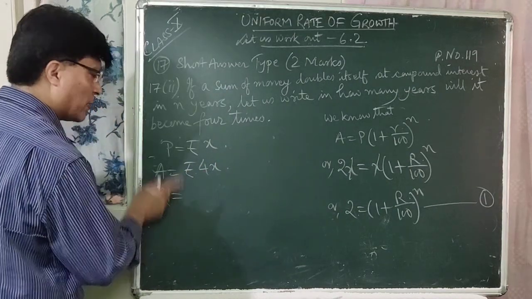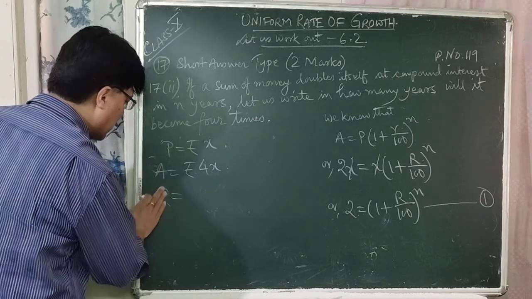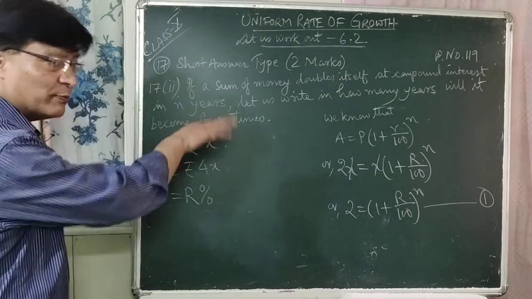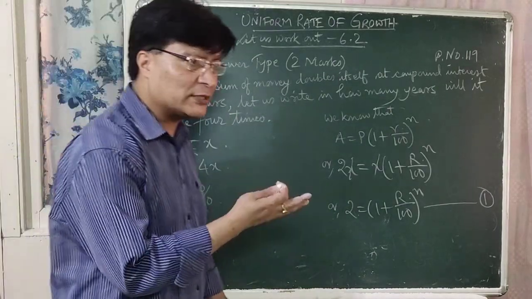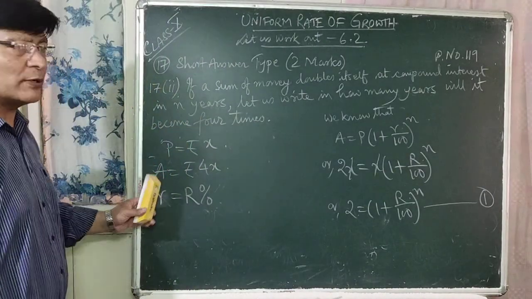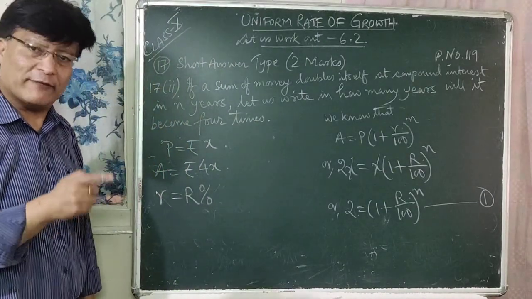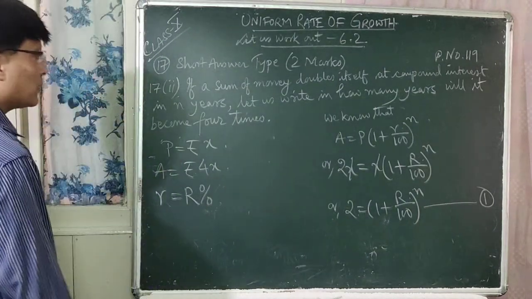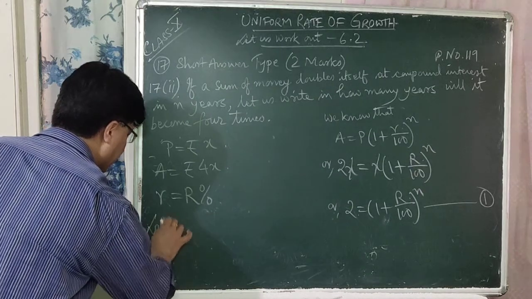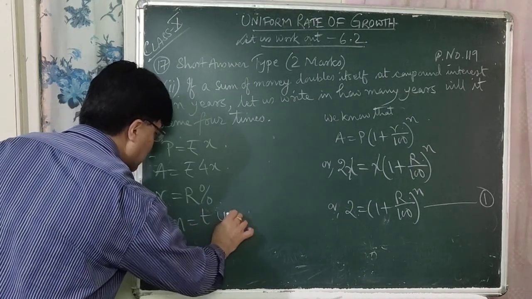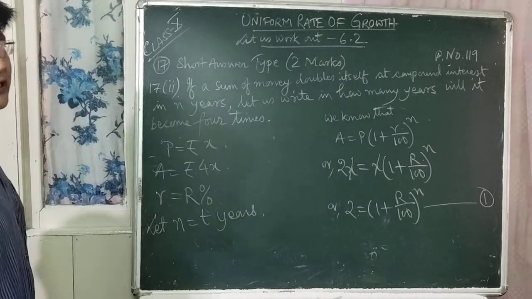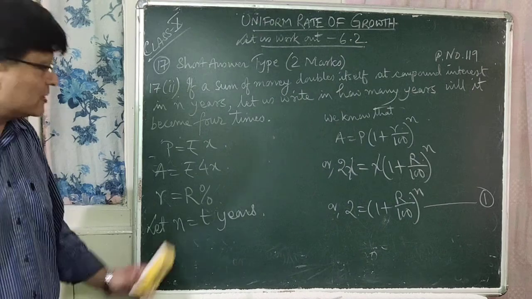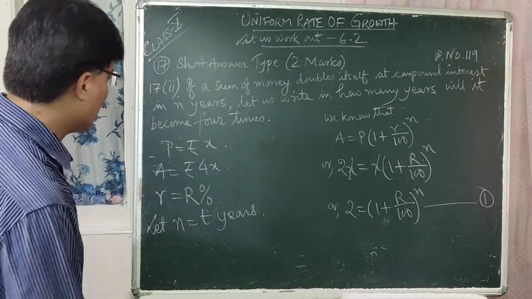So here small r is equal to the same rate of compound interest per annum that we have assumed before. When the sum of money doubles itself, at that time also the rate of compound interest was capital R percent. We have assumed that one. This remains same, right? So now let n is equal to t years. Suppose after t years the sum of money will be 4 times itself. Is that clear? Now let us write down the formula again.